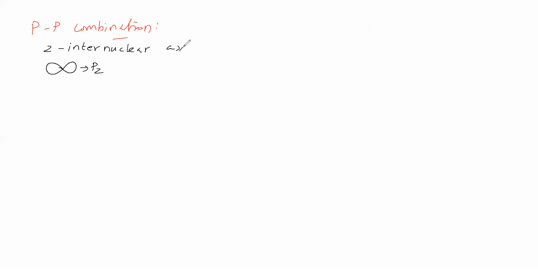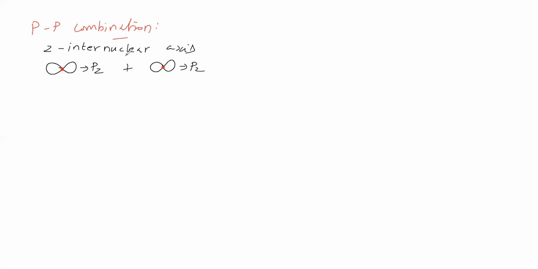In some cases the x axis is also taken as the internuclear axis; that is also possible. But here we have taken z as the internuclear axis, so we have taken a pz atomic orbital, and we take another pz atomic orbital. This is the nucleus of one atom and this is the nucleus of another atom. These two atoms may be of the same kind or different kinds; any possibility is there.